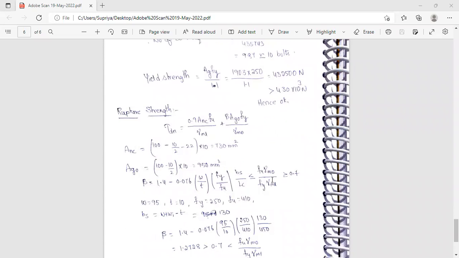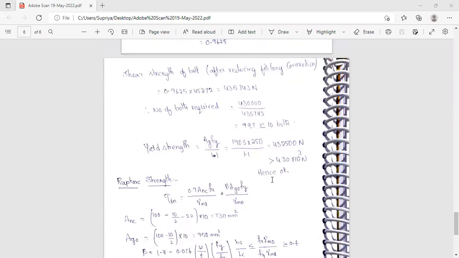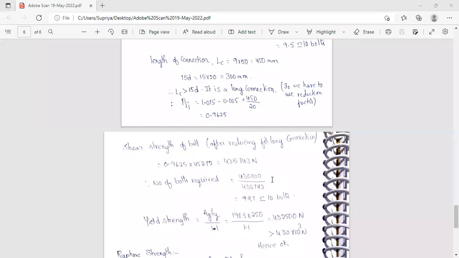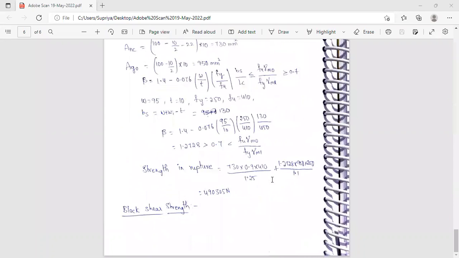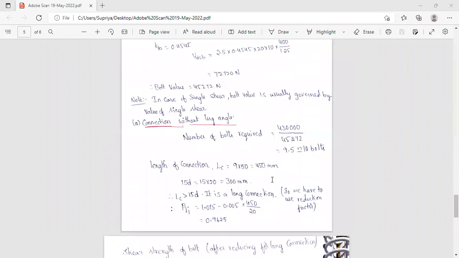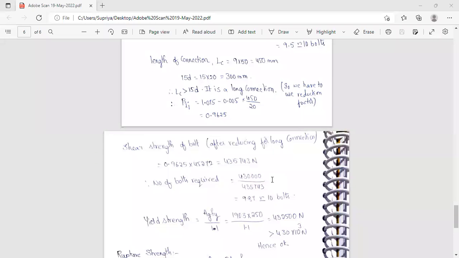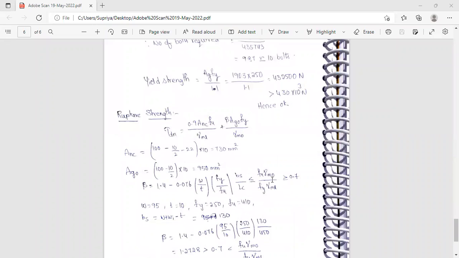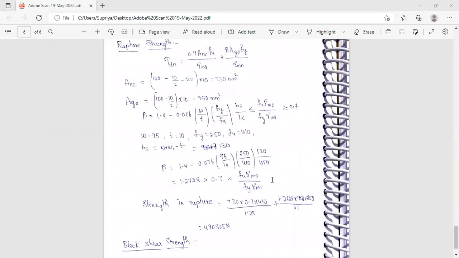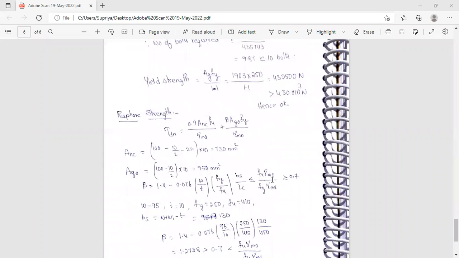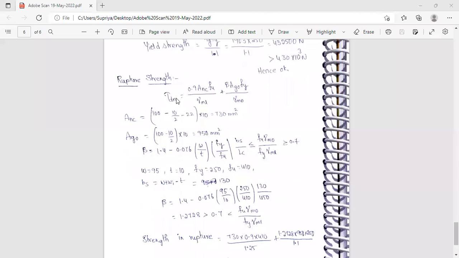Okay, same thing, sorry, we have to check the rupture strength and block shear strength. Okay, same as usual, as in the previous problem, how do we check? We have to check the rupture strength and block shear strength because we have designed the connection. First, we have designed the connection, and based on that connection, whether that connection is safe against yield, rupture, block shear, that we have to check, right? So against yield strength, it is okay. So against rupture, we are now checking.